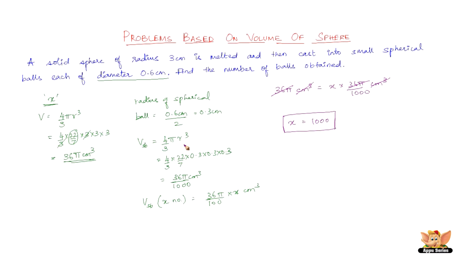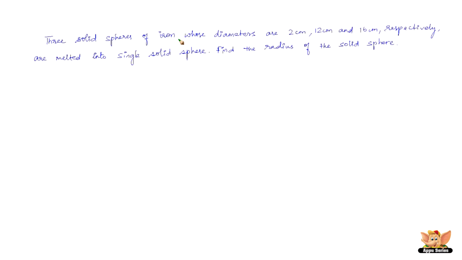This ends this problem. Let us solve another one. Three solid spheres of iron whose diameters are 2 centimeters, 12 centimeters and 16 centimeters respectively are melted into a single solid sphere. So this is kind of the reverse of the previous problem that we solved. The previous problem was breaking down a bigger sphere into smaller ones. This is fusing the smaller ones into a bigger one. So we need to find the radius of the solid sphere using the available data here.